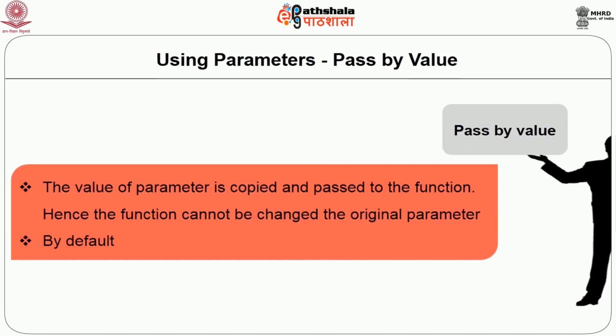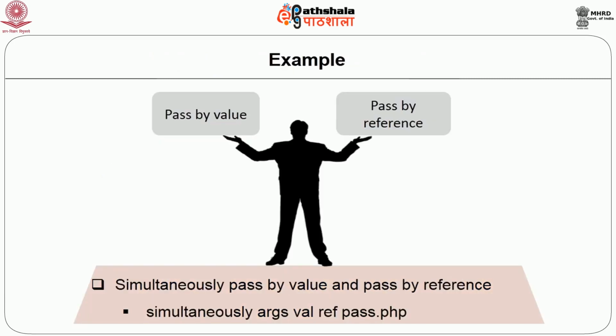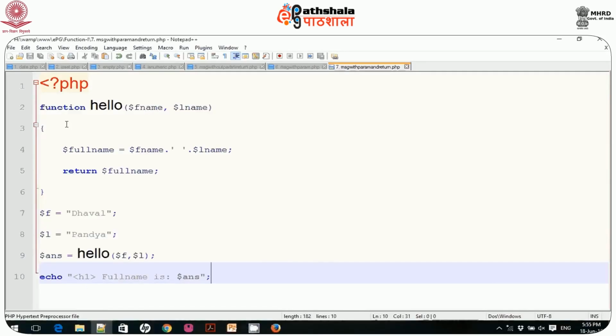By value is the default, if you do not specify. Value means the value will be copied, so the original value of your parameter is not changed. But when you say by reference, it will point to the location of the value, so you can change that value. Let me give one example of that. The example we have taken uses pass by value, so let me create one more function to demonstrate that.